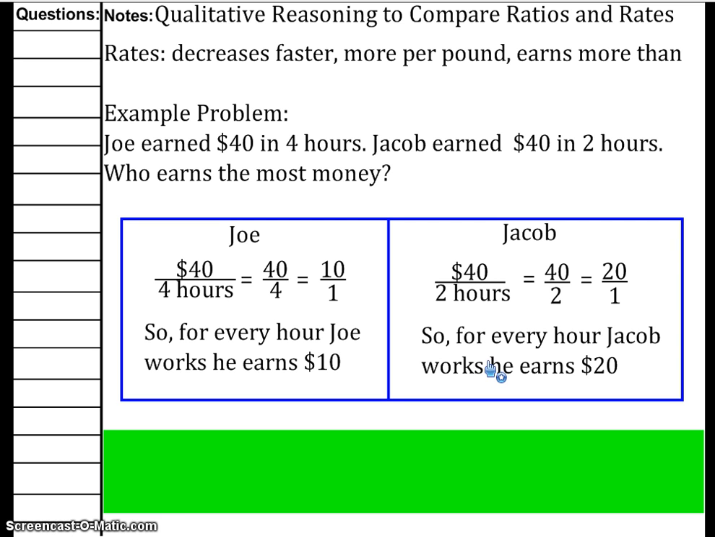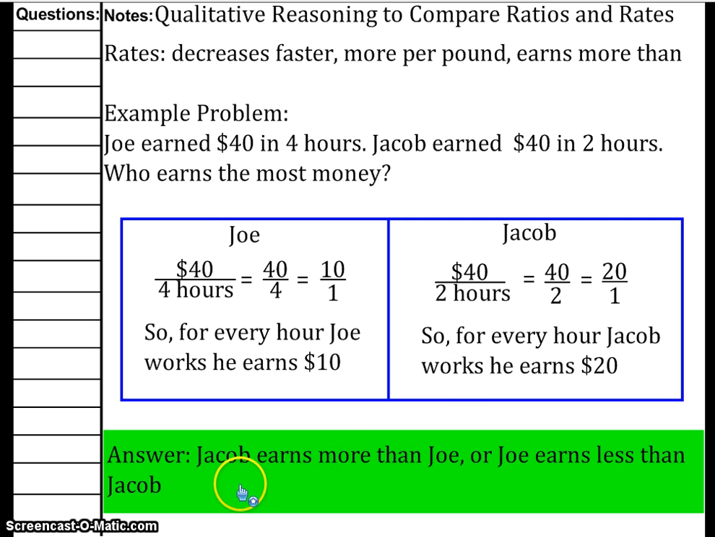To give a qualitative answer, we would say Jacob earns more than Joe, or Joe earns less than Jacob. Again, I did not give a specific number. I gave a general description. Jacob earns more than Joe, or Joe earns less than Jacob. A very general answer.